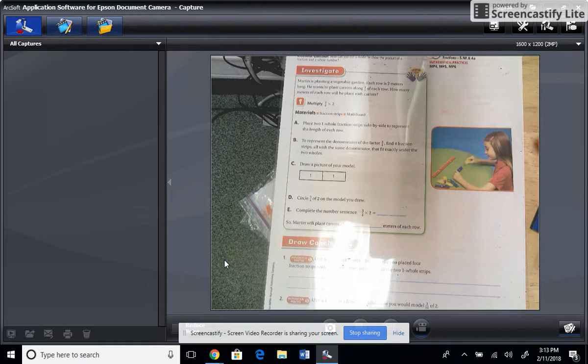All right, boys and girls, we're multiplying fractions with whole numbers. Lesson 7.2. Martin is planting a vegetable garden. Each row is 2 meters long. He wants to plant carrots along 3/4 of each row. How many meters of each row will he plant the carrots?